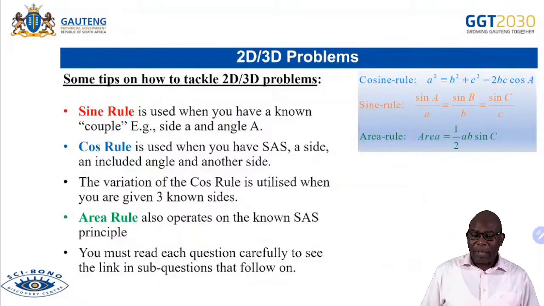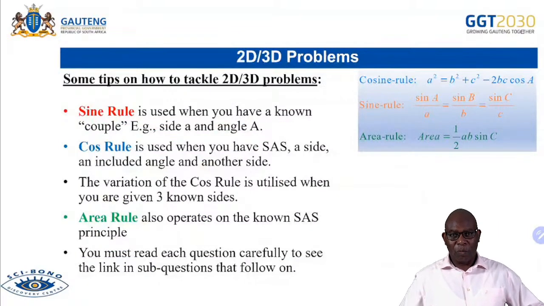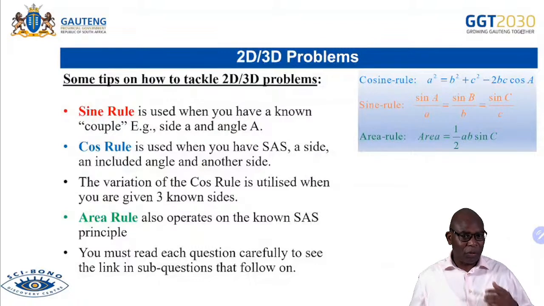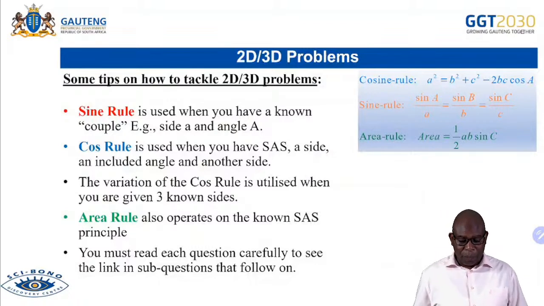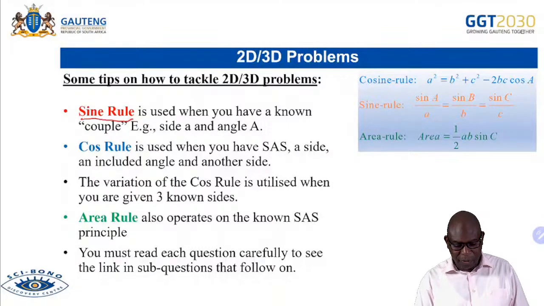The last part of work is the 2D, 3D. So you are now on the plus minus 50 marks for the trigonometry. That's the last question of the plus minus 50 marks that we talked about. So some tips on how to tackle the 2D, 3D. The sine rule is used. When do I use the sine rule?